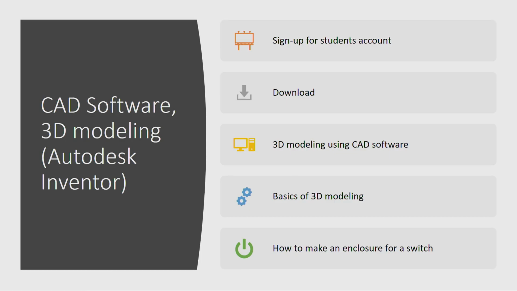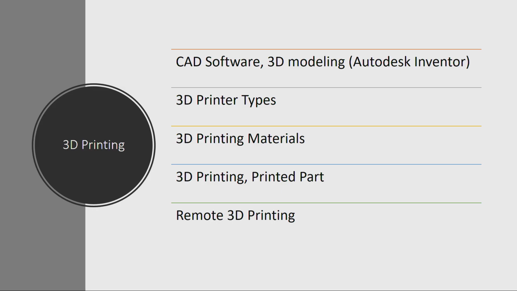In the last session, I explained about signing up for a student account in Autodesk Inventor, downloading it, and 3D modeling using CAD software. In the video I used Autodesk Inventor for that, and covered the basics of modeling, the basics of Autodesk Inventor, and how to use different options to create objects. I explained most of the things using an example of an enclosure for a switch, and how to make an enclosure for a switch. So, today I will be explaining about 3D printer types.